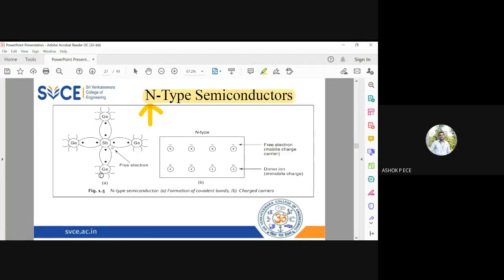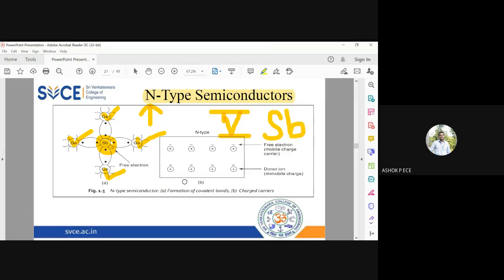So see here, you have germanium, germanium, germanium, germanium, and this germanium atom is replaced by antimony. This Sb is called antimony. It is a fifth group element. When you add group 5 elements as impurities, it will give rise to N-type semiconductors. So one example of a group 5 element is antimony, given by Sb.